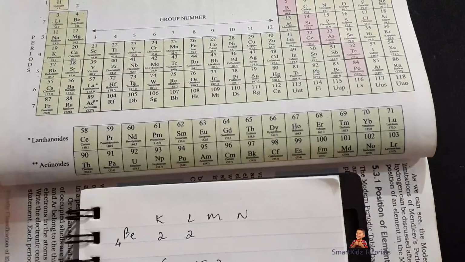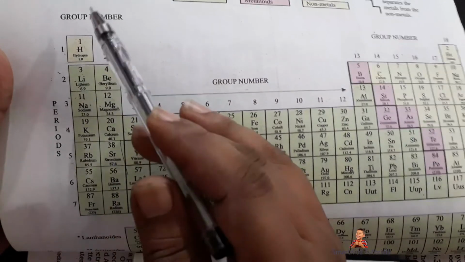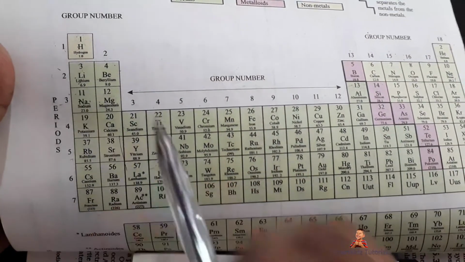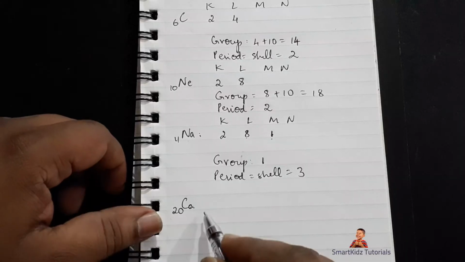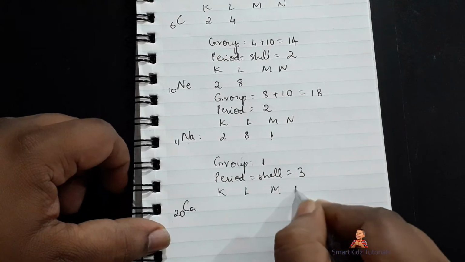So you can have a look over here. You have sodium over here, which belongs to group number 1, and it belongs to the third period. Let's try another one. So we have calcium with atomic number 20. Let's fill this up, K, L, M, and N.